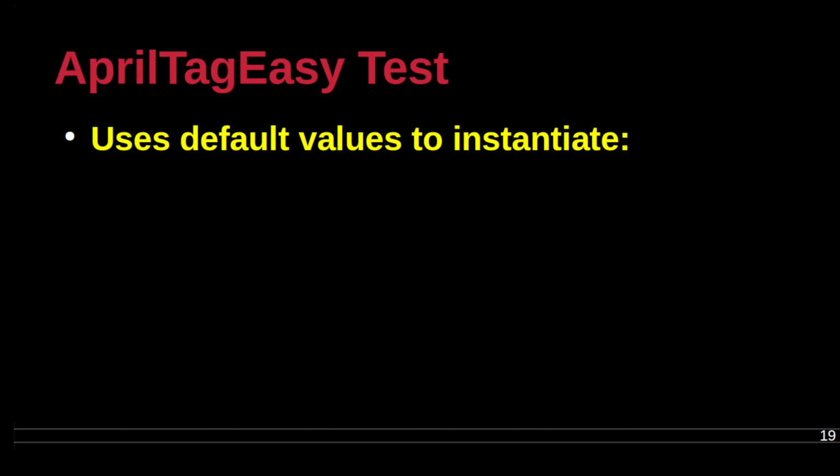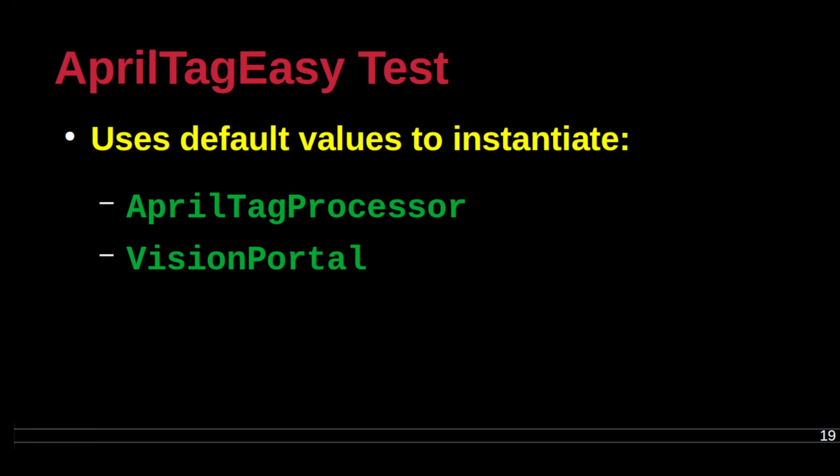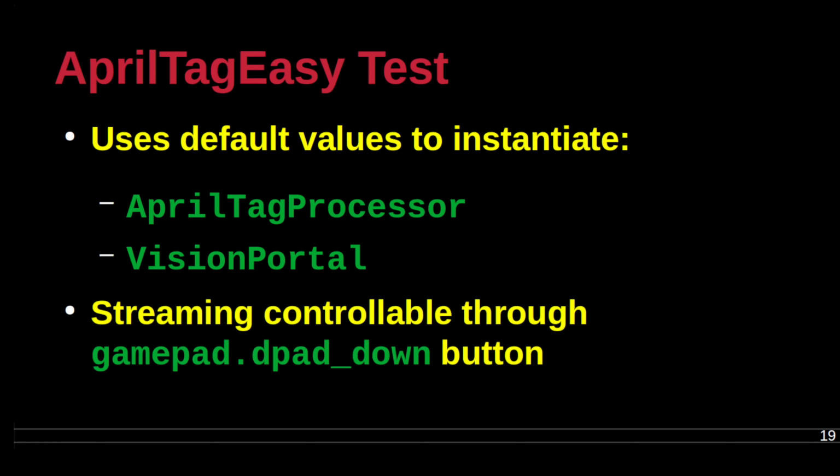This Opmode makes simplifying assumptions about the camera settings. The same test procedure as in the previous Opmode example should be used to understand the effect of positional changes in the April tags under test. The streaming mode can be controlled on or off by using the D-pad down button on the gamepad.